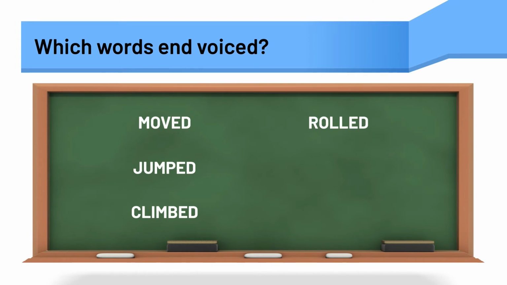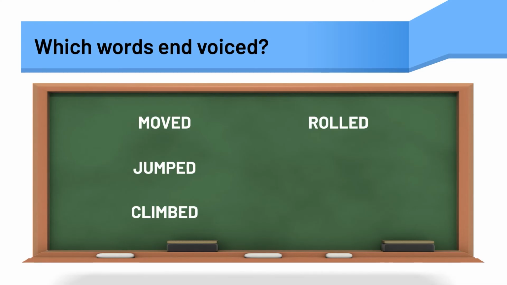Moved, jumped, climbed, rolled. Remember to use your notes and your hand to identify the ending sounds of the present tense form of the verb. Pause the video to get some quiet time and unpause when you are ready to check your answers. Welcome back. Let's see which verbs you identified as having voiced ending sounds. Did you select moved, climbed, and rolled? Perfect!